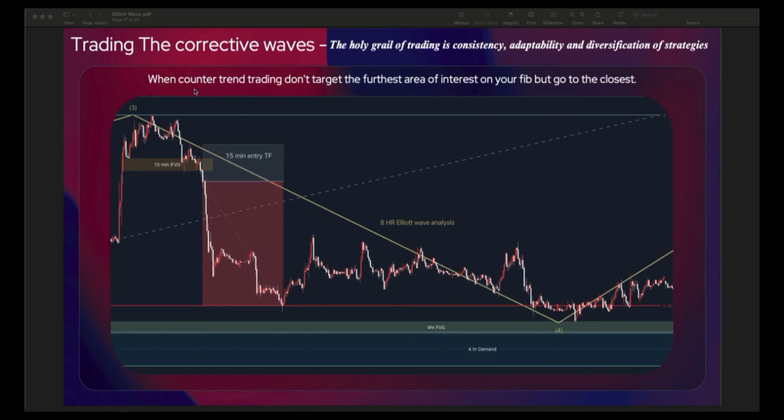All right, so when counter trend trading, don't target the furthest area of interest on your fib, but go to the closest. In other words, some of you guys be targeting all the way to the bottom of the fib, darn near, and you wonder why you get stopped out. Here, I am essentially counter trend trading from wave 3.